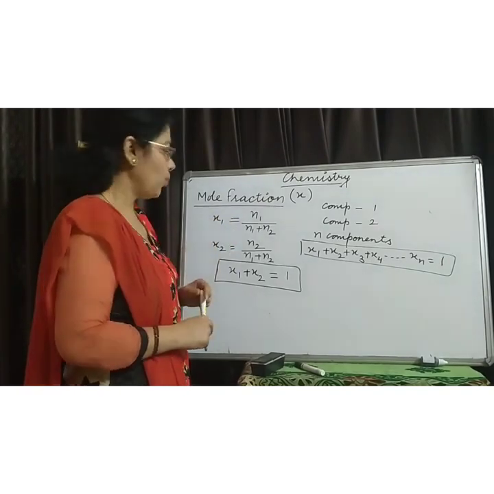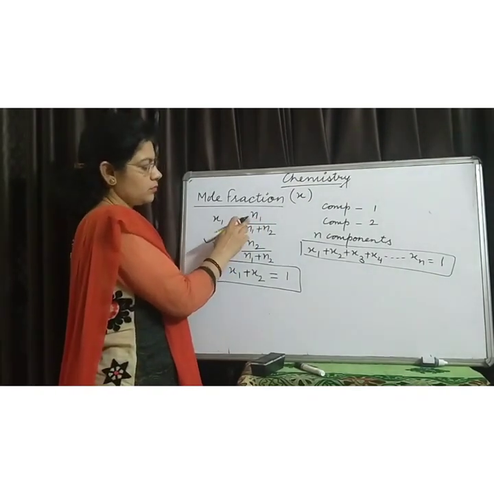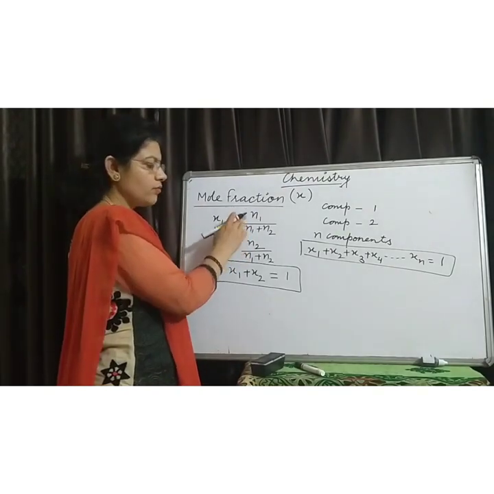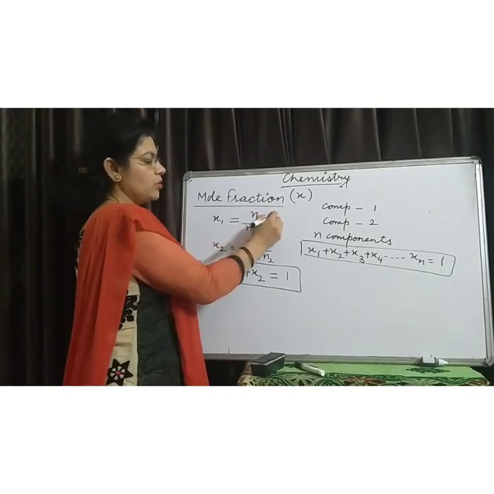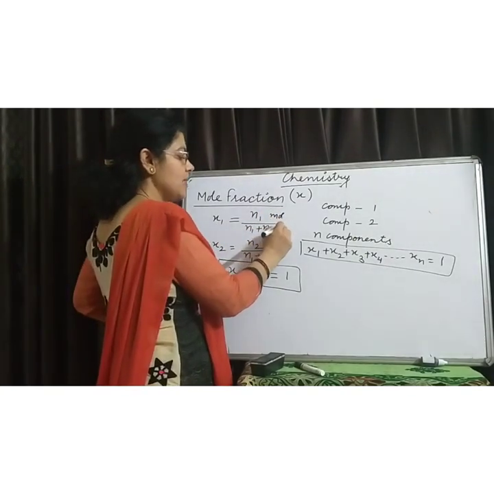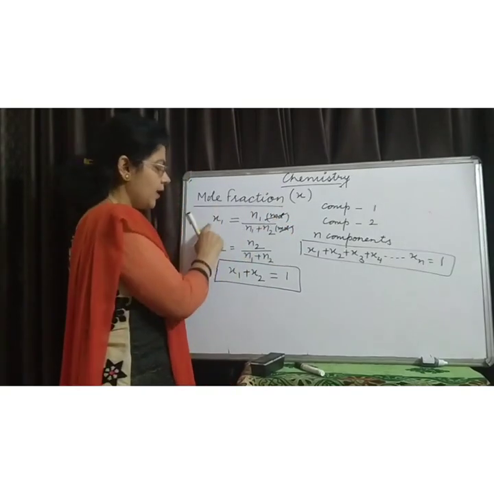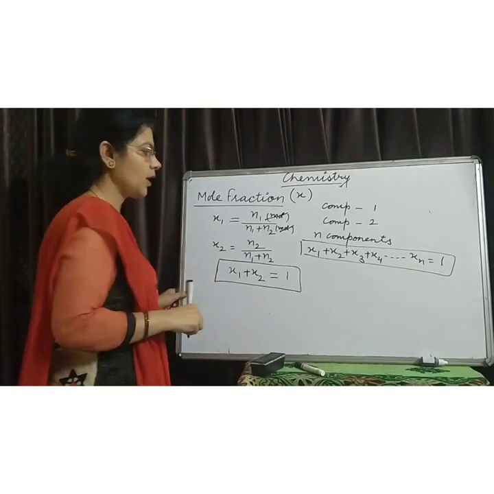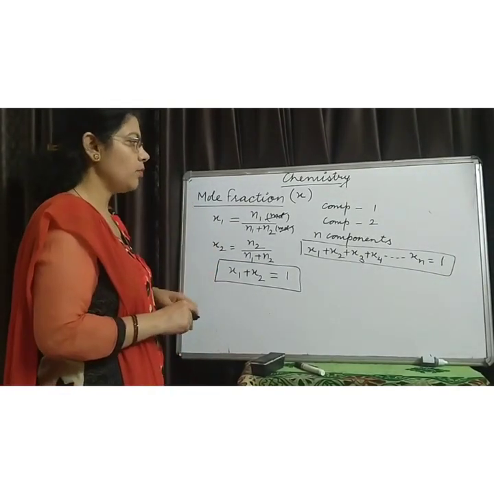And the mole fraction is also a unitless quantity. Why is it unitless? Because the numerator and denominator both have the same unit, that is number of moles. The number of moles in the numerator as well as the denominator cancel out and it becomes a unitless quantity. Let us do one question related to the mole fraction.